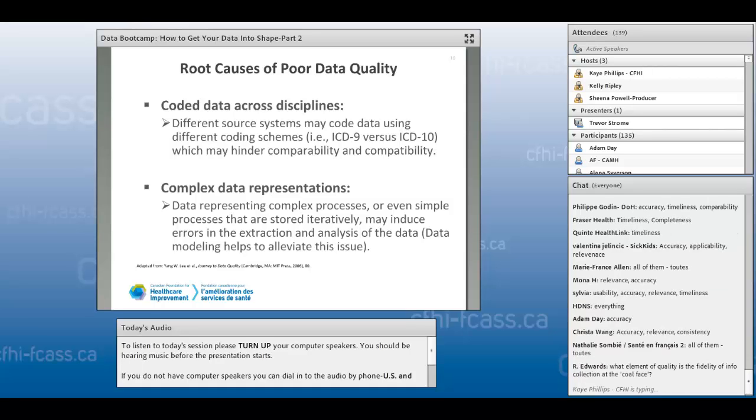Another common issue that we see in healthcare is data that's coded differently across disciplines. So it may be across disciplines, maybe different source systems. And so we know that different source systems may code data using different coding schemes, ICD-9 versus ICD-10, for example, or other coding systems, or sometimes no coding system at all. And these differences actually hinder our ability to use the data, hinder the comparability and the compatibility of that data.